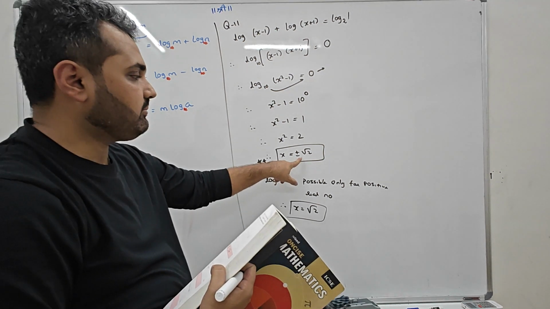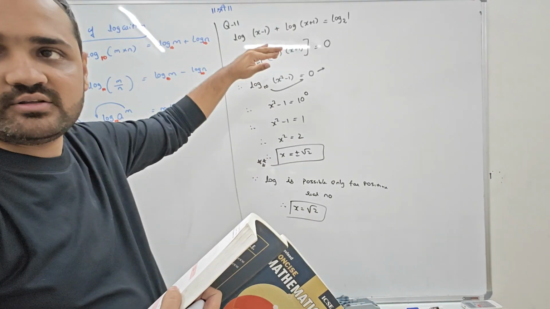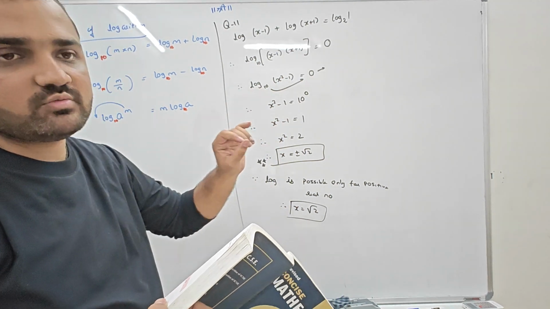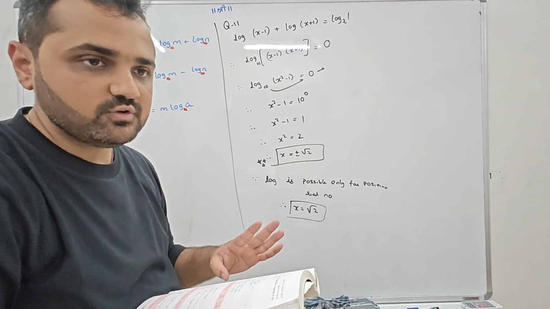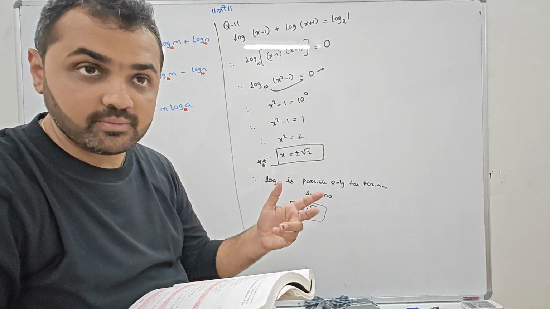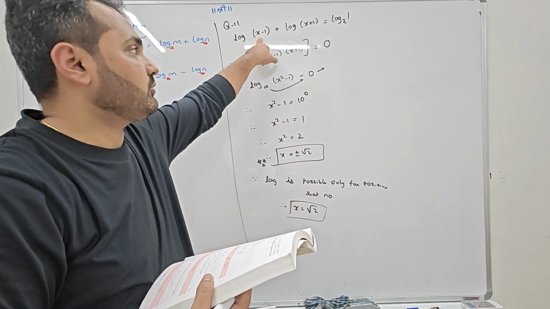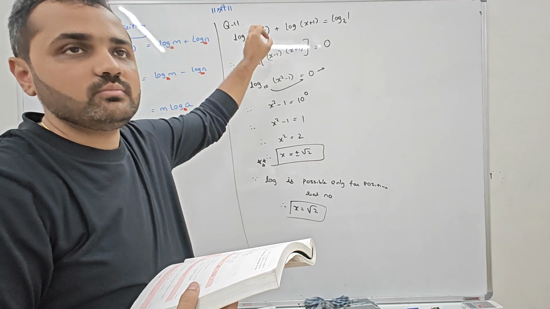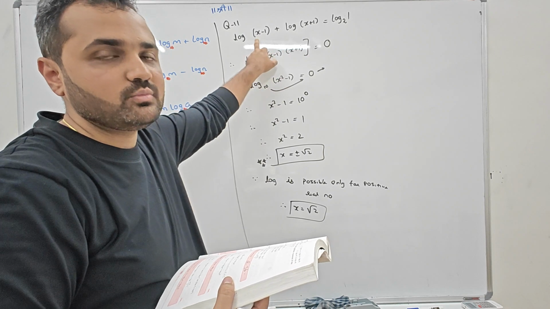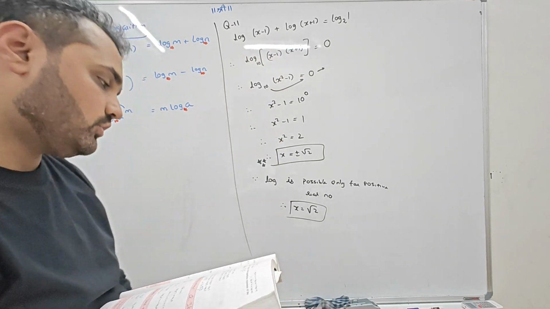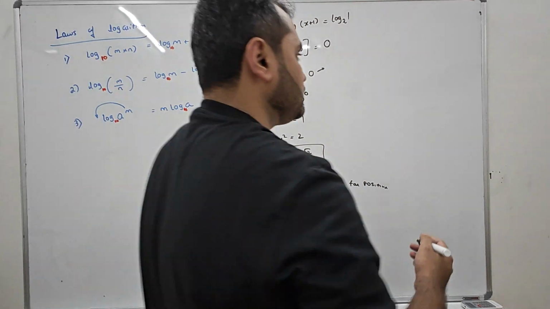This is simple. If I substitute minus root 2, then minus root 2 minus 1 will be negative only, hence it's not valid. That's why we say log is possible only for positive real numbers, and in this case I am taking root 2. Whenever there is confusion whether to take plus minus or only plus, substitute the negative value in the question. If you get log of a positive number, well and good. If you don't, then obviously it's wrong. Minus root 2 minus 1 is negative, so log of a negative number does not exist. Hence, we go with x equals root 2.